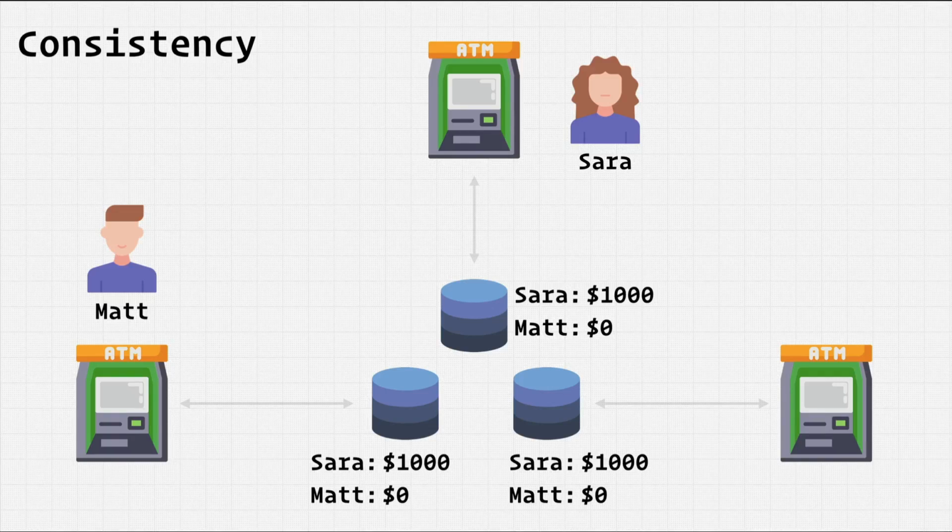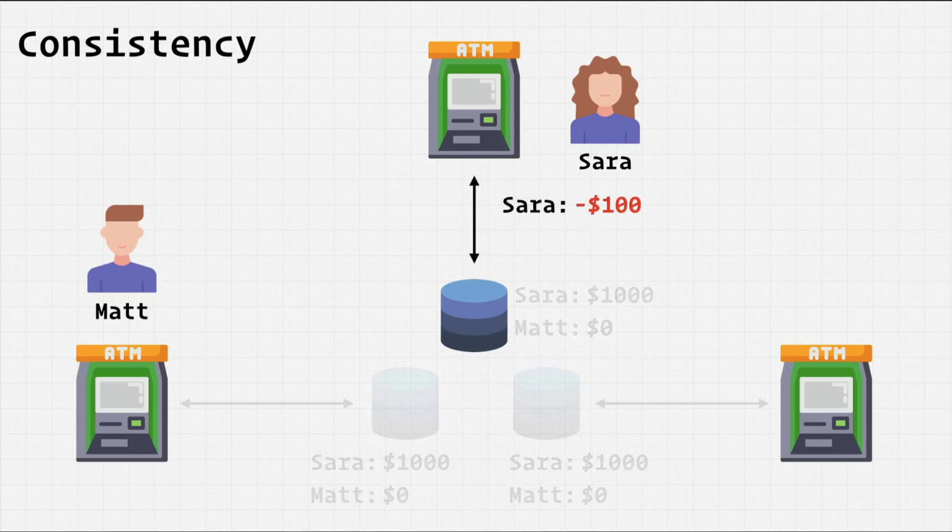So with this in mind, let's say Sarah performs a transaction. And the transaction she performs is that she wants to transfer $100 to Matt. So this means that her transaction has 2 steps. The first is that we must take a credit of $100 from her account and then debit $100 into Matt's account, meaning that she loses $100 and Matt gains $100. So this transaction must go into this database that it's connected to. So Sarah's $1,000 goes down to $900 and Matt's goes up to $100.